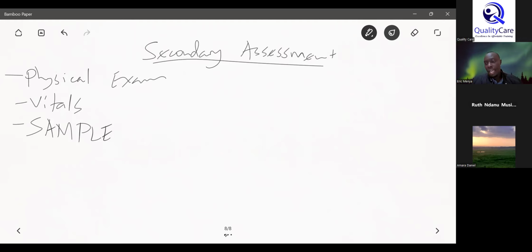So let us take a 27-minute break for tea, and then we resume as from 11. So we will start by looking at a few case studies for the primary assessment.